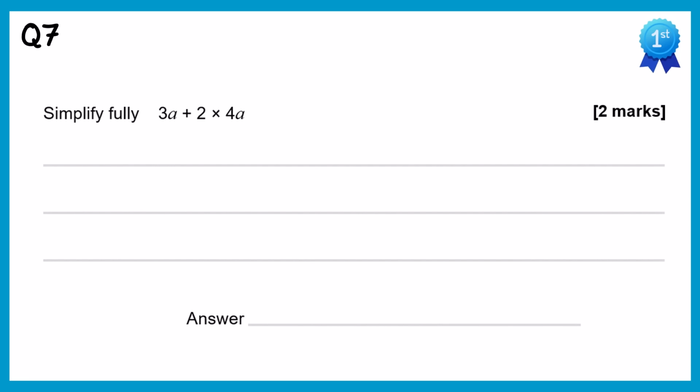In this question, you need to remember order of operations. We should always do multiplications before we do additions. So we're going to start by doing 2 multiplied by 4a first. 2 multiplied by 4a is 8a. So this question is just the same as 3a plus 8a. When we add 3a and 8a, we can just add the 3 and the 8 together to get 11, so we end up with 11a, which is the answer to the question.